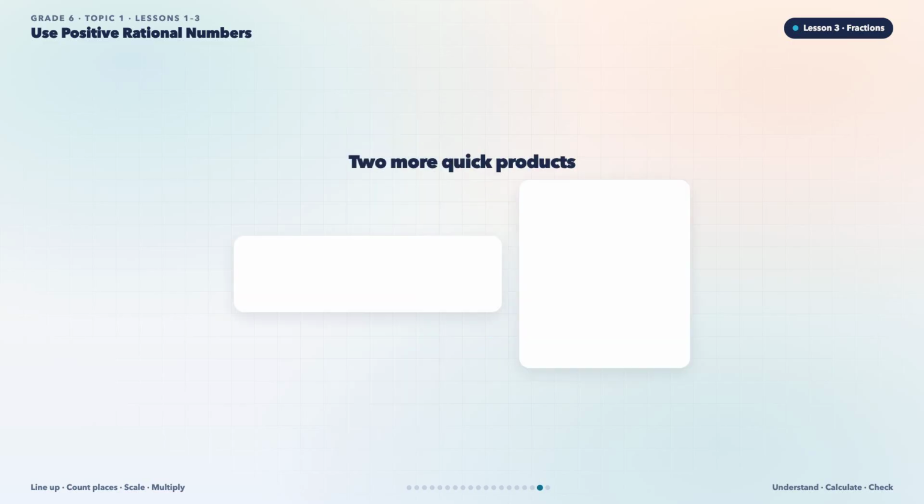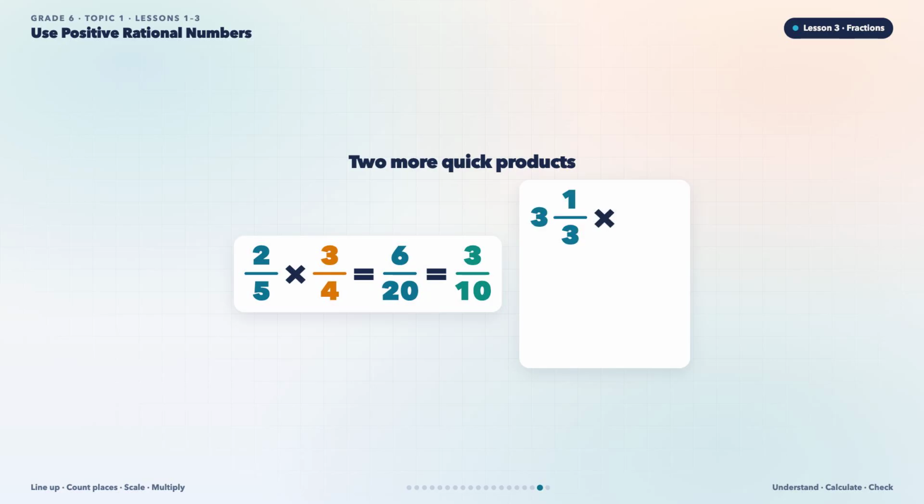2 more quick ones. 2/5 times 3/4 is 6/20, which simplifies to 3/10. And 3 and 1/3 times 1 and 1/2. Rename as 10/3 times 3/2. The 3's cancel. 10 halves is 5.